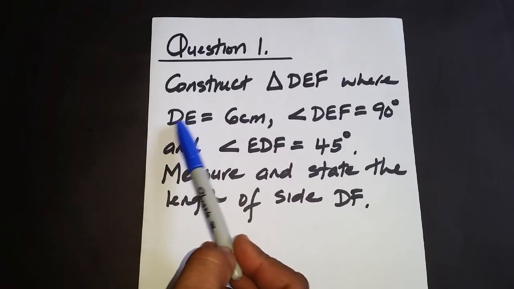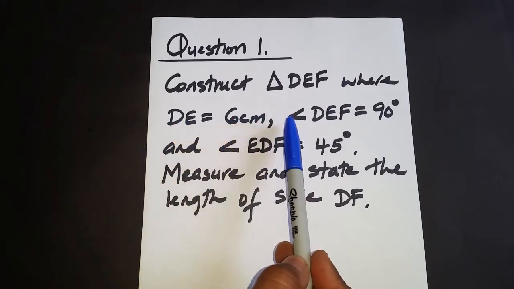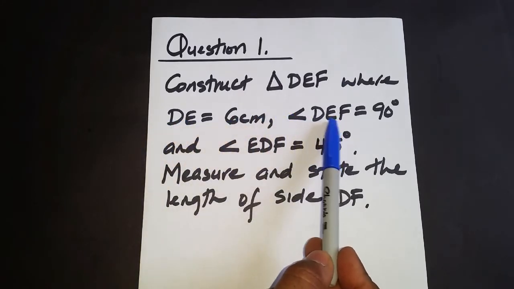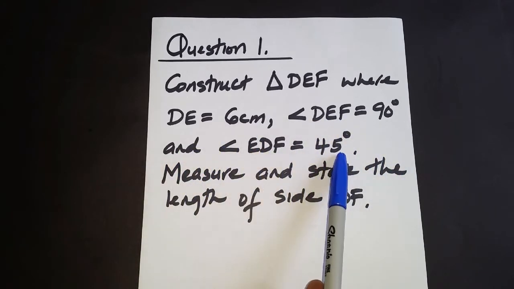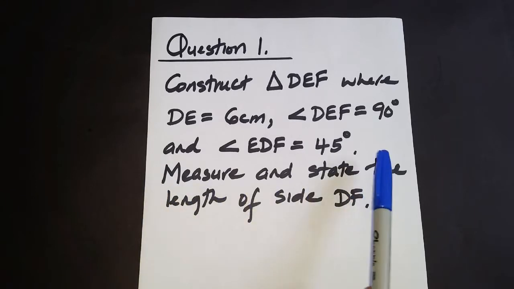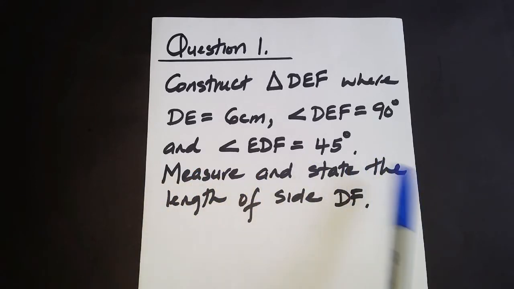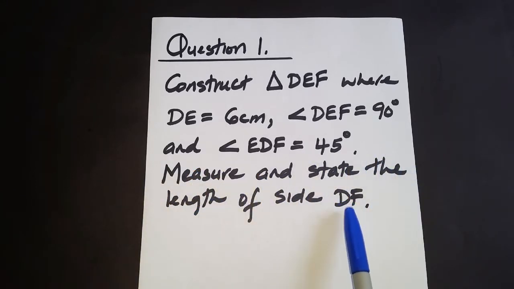We can treat the base as DE, which is 6 centimeters, and the angle at vertex E is 90 degrees, and the angle at vertex D is 45 degrees. And if you are doing a paper 2, it's a measure and state the length of side DF, which is going to give them an indication right away, without checking your construction, whether the construction is right.